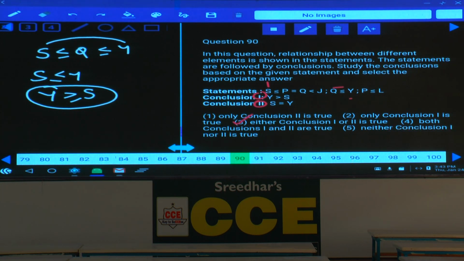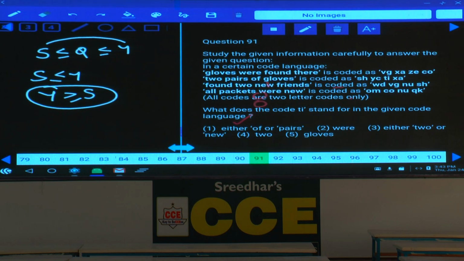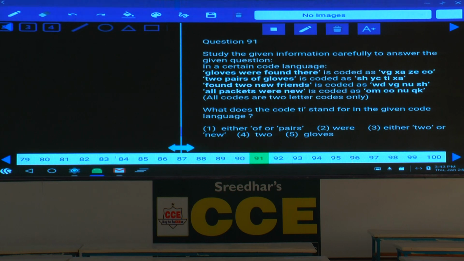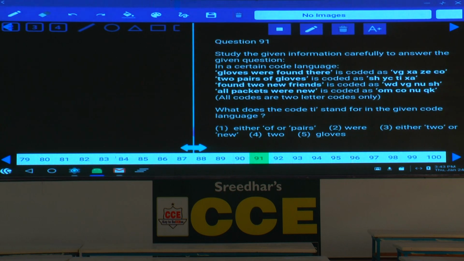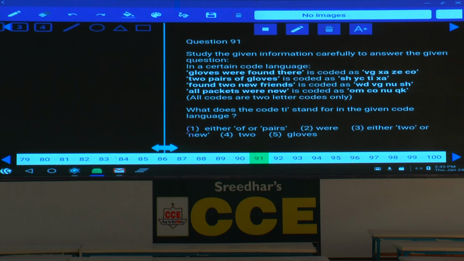Clear? Now this is about question numbers 86 to 90, choice 3 is the answer. Then 91 to 95, 91 to 95 is based on coding and decoding. Now in this coding and decoding, tell me, first we need to compare these statements.